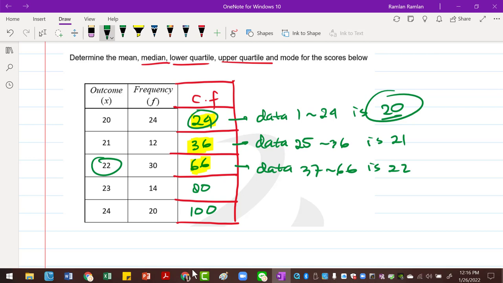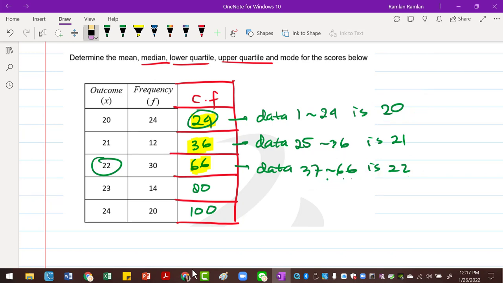If I ask, what is the value of data number 40? Data number 40 is 22. Why? Because 40 is in here, right? 37, 38, 39, 40, 41, 42, until 66. All of them are 22. So if I ask what is the value of data number 44, it's going to be 22. This is just an example. Okay, I'm going to read that again.